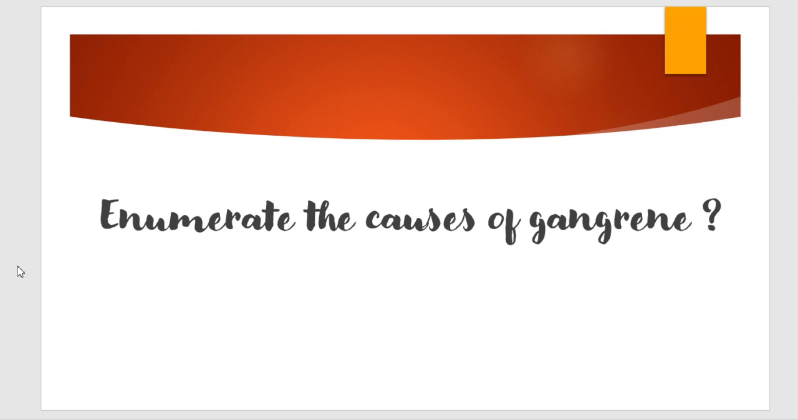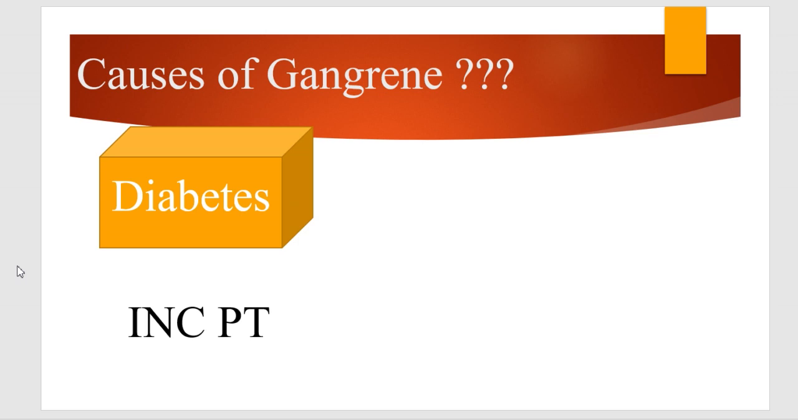And finally, enumerate the causes of gangrene. That was causes of ischemia. This is causes of gangrene. As you already know, a very common disease, diabetes. And whenever a person is suffering from diabetes, he or she is more prone to develop this type of condition that is known as gangrene, where there is lack of blood supply.